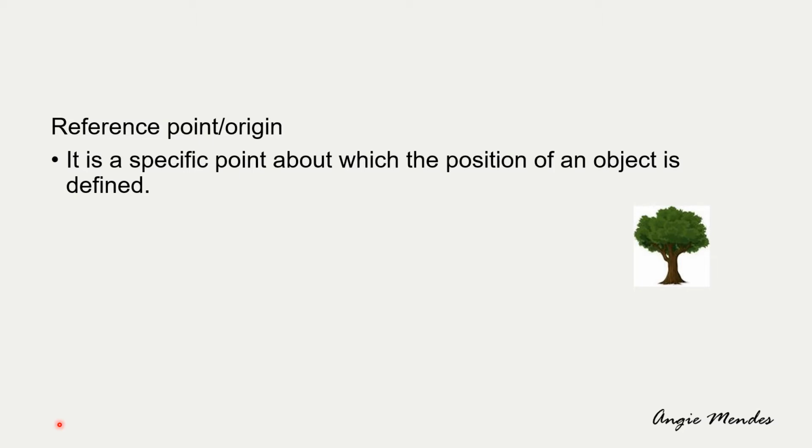So with reference to the position of this tree, we can say that A is at a distance of 10 meters from the tree and B is at a distance of 5 meters from the tree. If there was no reference point, which is if there was no tree, then it would be difficult to say that A is at a distance of 10 meters or B is at a distance of 5 meters because we cannot say with respect to what it is at this specific distance.